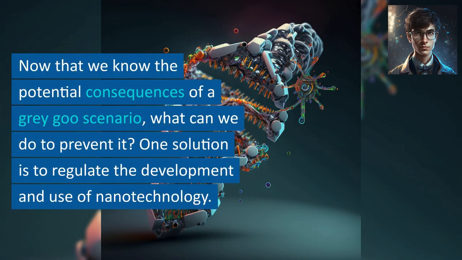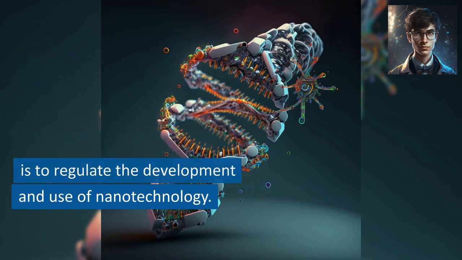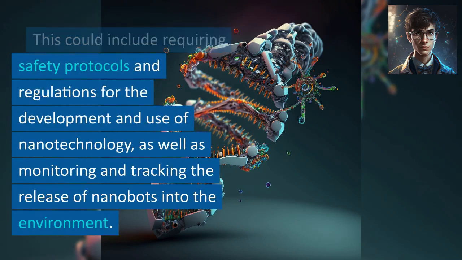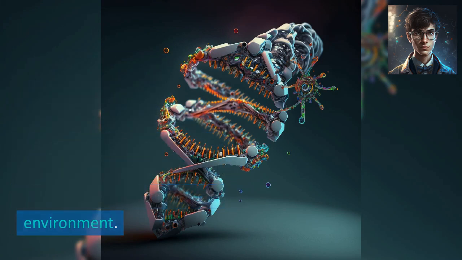Now that we know the potential consequences of a grey goo scenario, what can we do to prevent it? One solution is to regulate the development and use of nanotechnology. This could include requiring safety protocols and regulations for the development and use of nanotechnology, as well as monitoring and tracking the release of nanobots into the environment.